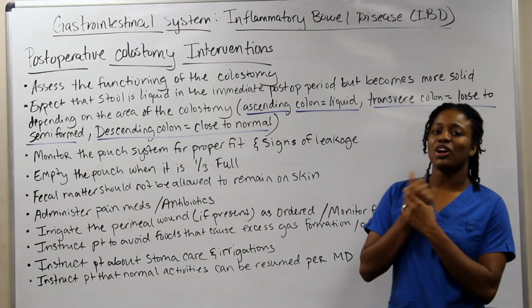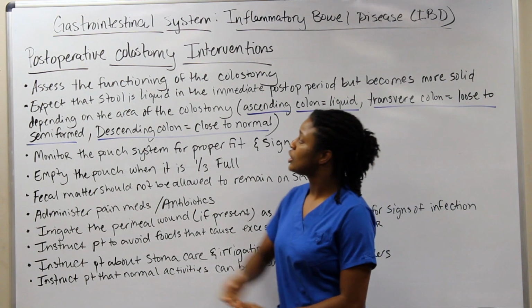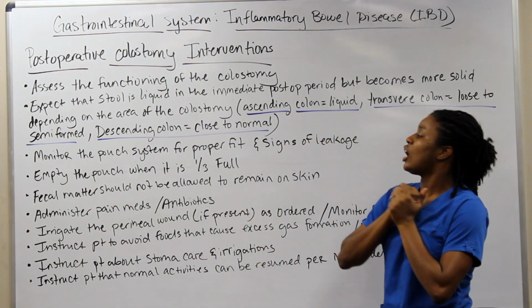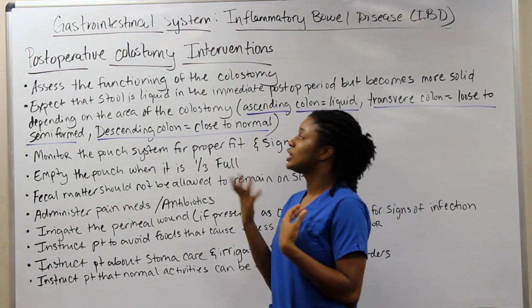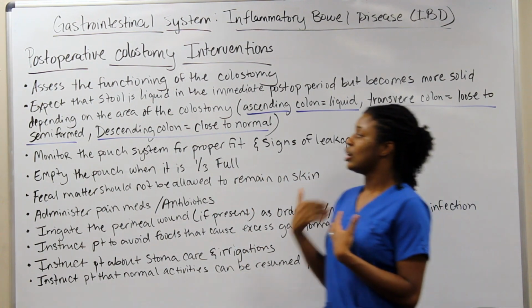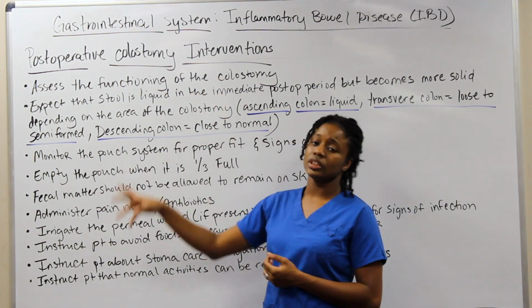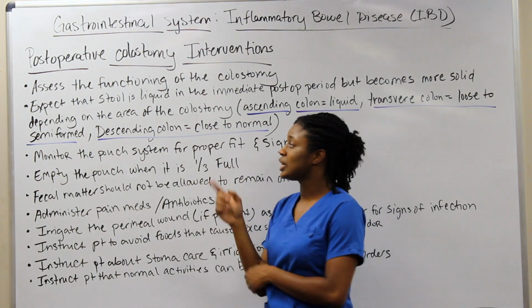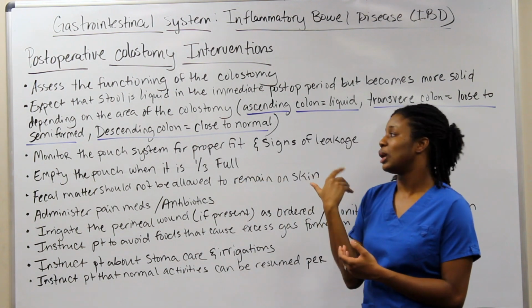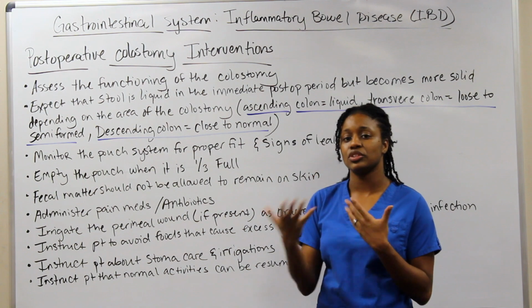Now we're going to go ahead and continue on with post-operative care for colostomy interventions. All right. So you're going to assess the function of the colostomy. You want to expect that the stool is going to be liquid in the beginning stages, but then after a while, it's going to go into its natural form. So it depends on where the colostomy is. That's where they're going to see the difference between the variations of the stool pattern.